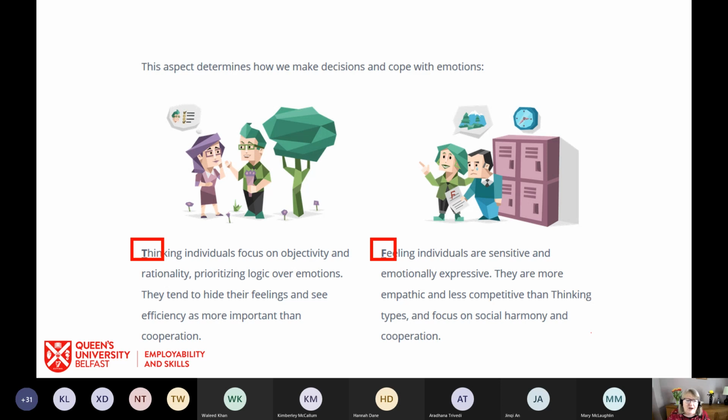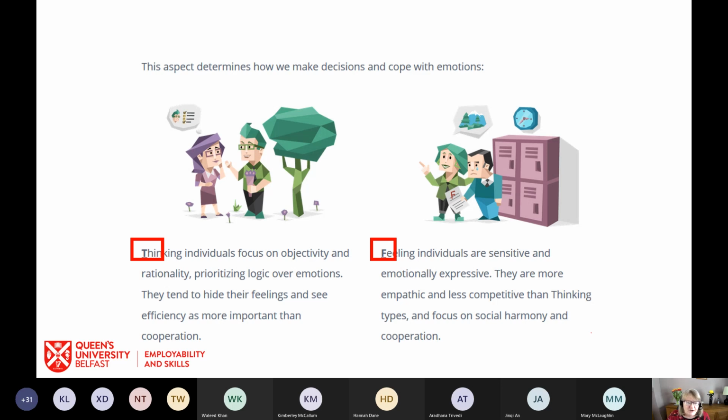So they're all about the objective, the rationale, and looking at what needs to be done in terms of logic rather than about the emotions. Feeling individuals then are more sensitive, more emotionally expressive, and they're much more empathic and less competitive than thinking types, and they focus on social harmony and cooperation.